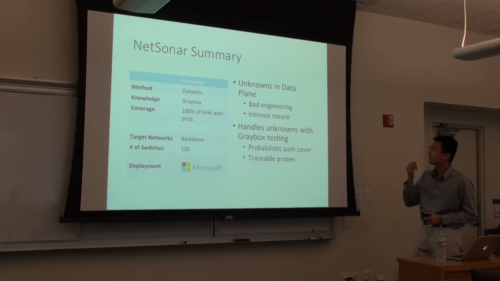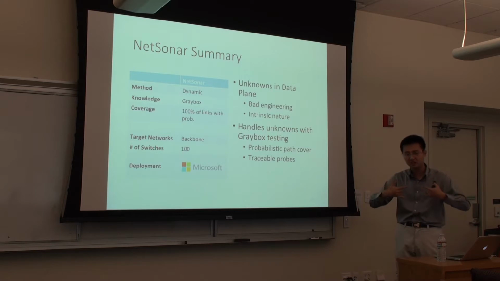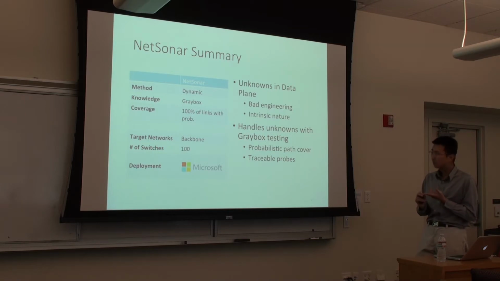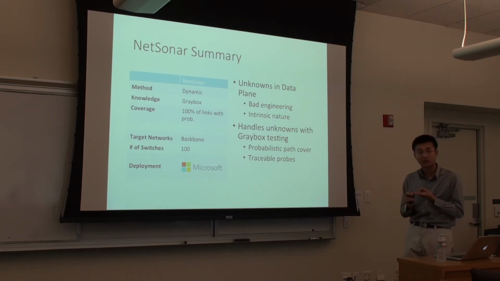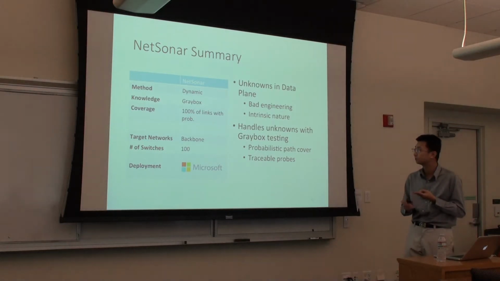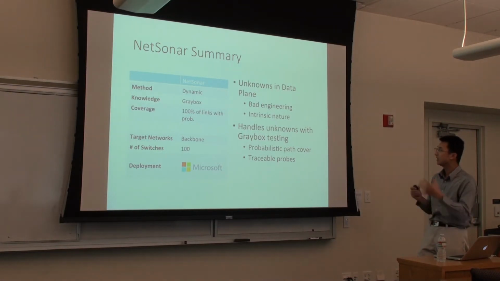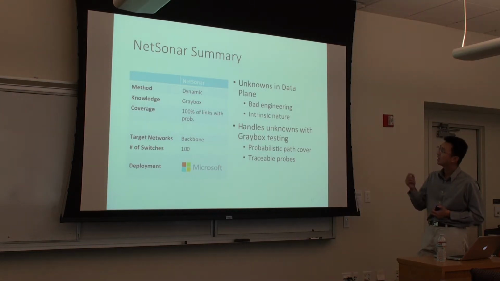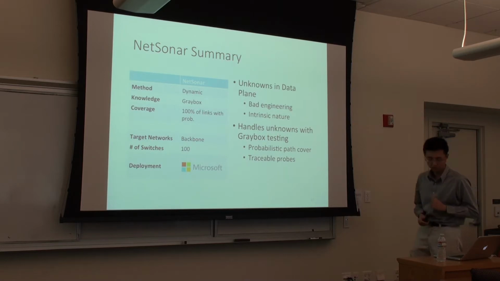First, we learned that there are so many unknowns in the data plane, and they come from two distinct sources. One is from bad engineering, and that may be temporary. And second comes from the intrinsic nature of large data planes, which every practical system should be able to handle. NetSonNet handles these unknowns with gray box testing techniques. And here I describe two of them, the probabilistic path cover and traceable probes.